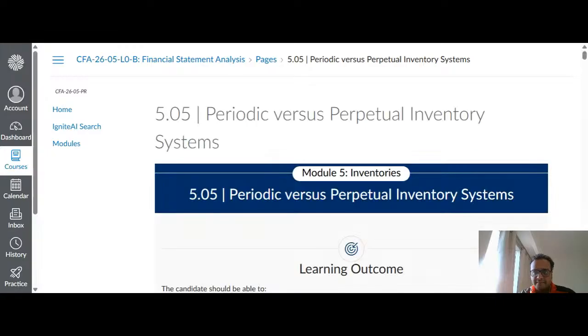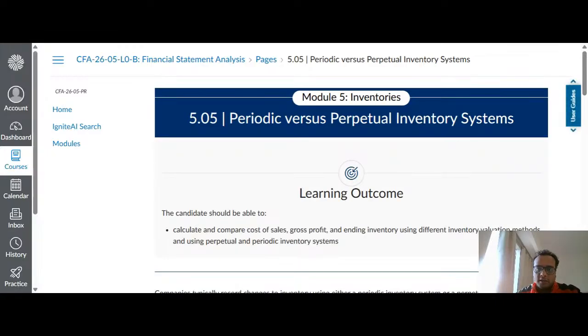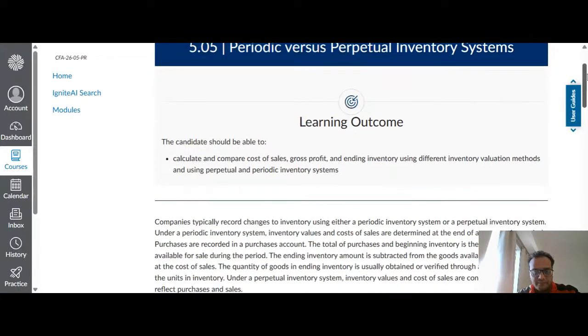This is fine. Now let's see what appears to be a new concept: periodic versus perpetual inventory system.